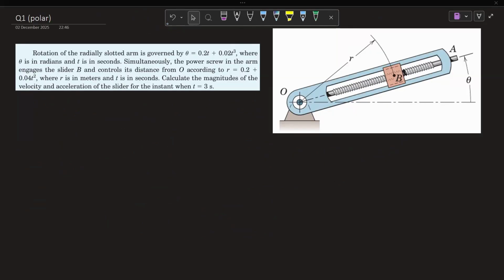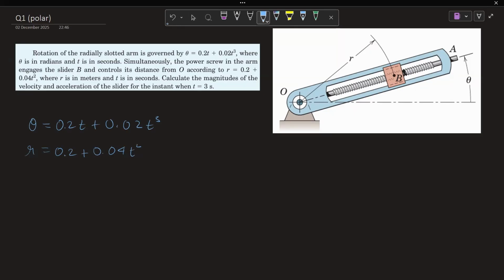Now this is the first question. We have been given an equation of theta as 0.2 t plus 0.02 t cube, and r as 0.2 plus 0.04 t square. Now let's read the question. Rotation of the radially slotted arm is governed by this equation, where theta is in radian and t in second.